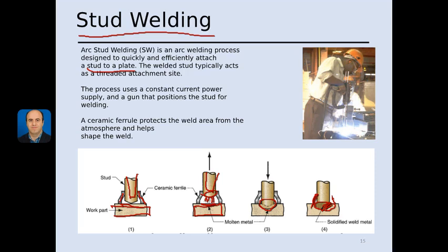Here you see the stud welding process. This is a gun, and this is a stud, and it's similar to other arc welding processes. We have a lot of light coming from between the stud and the work plate, because we have an electric arc.